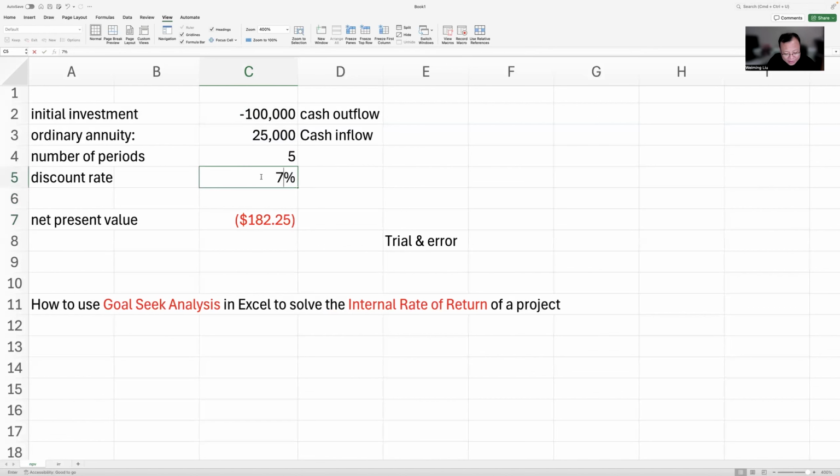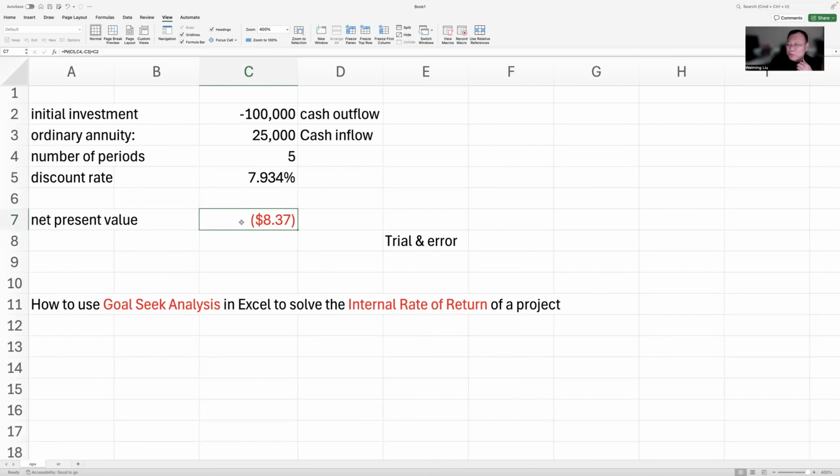So maybe it's 7.9. Okay, 7.9 is positive. Maybe 7.95. Maybe 7.945. Okay, 3.5 then. So you just keep plugging in different numbers until it's getting closer to 0, right? So now it's pretty close to 0, right? You can see if my discount rate is 7.934%, this net present value is almost 0, it's below 0.